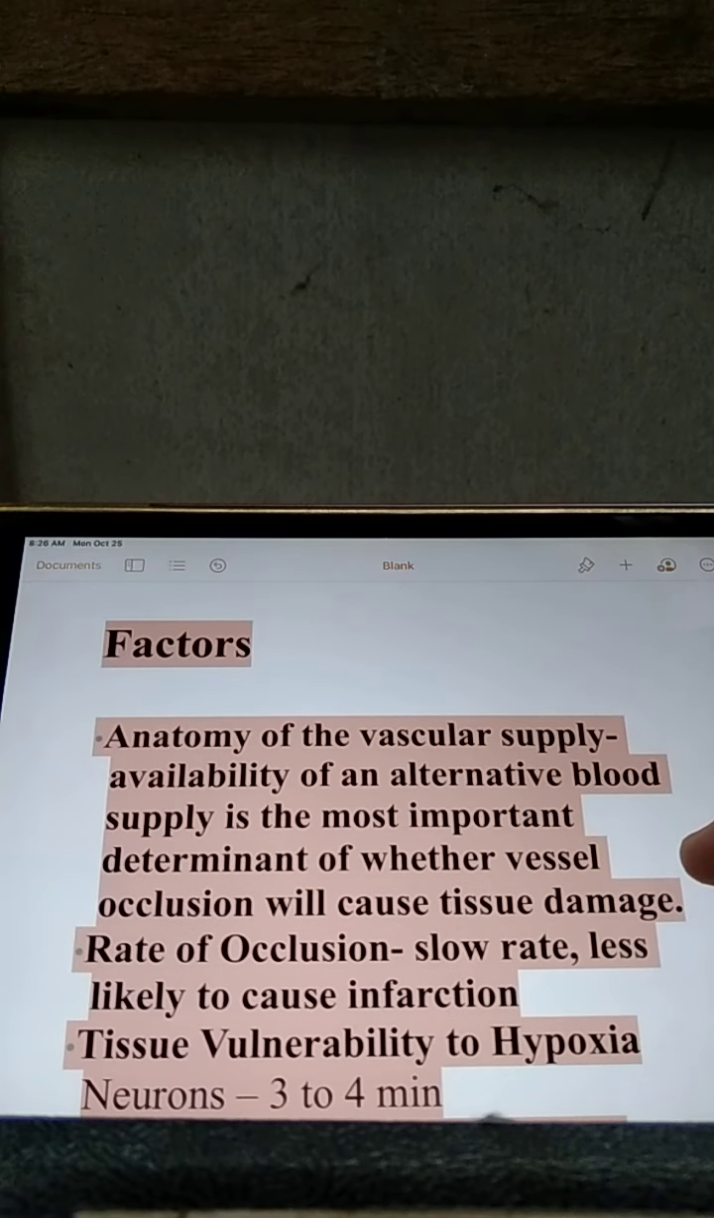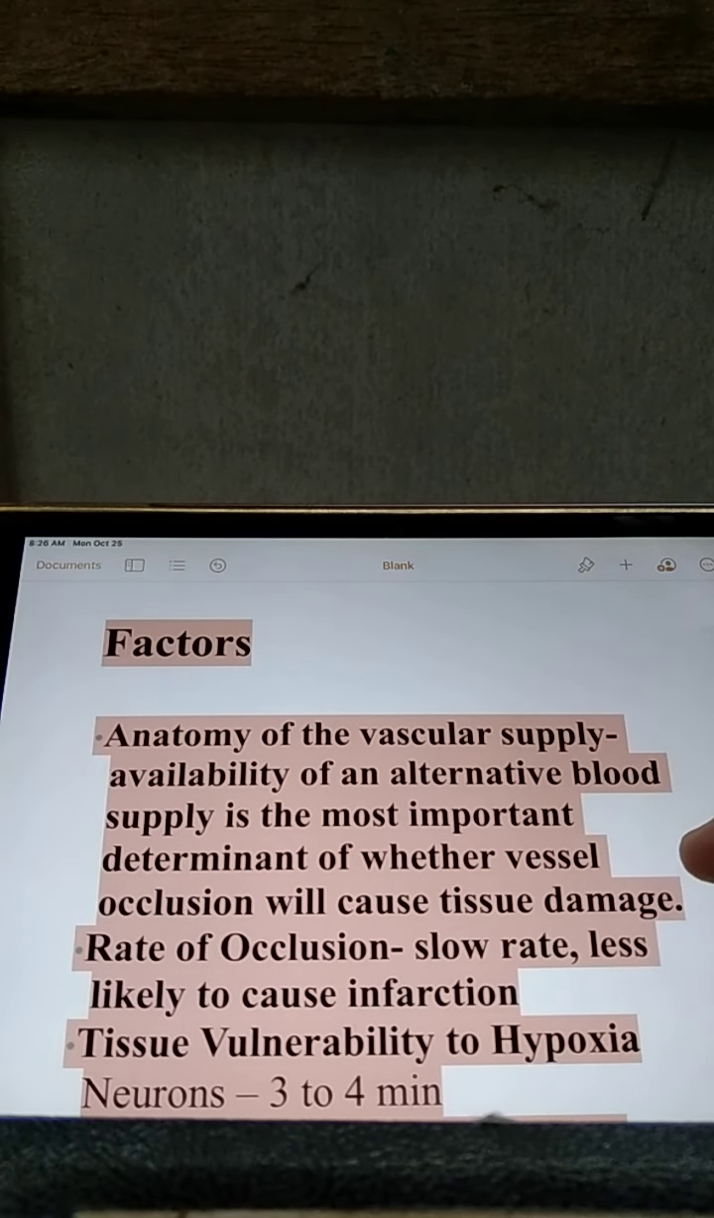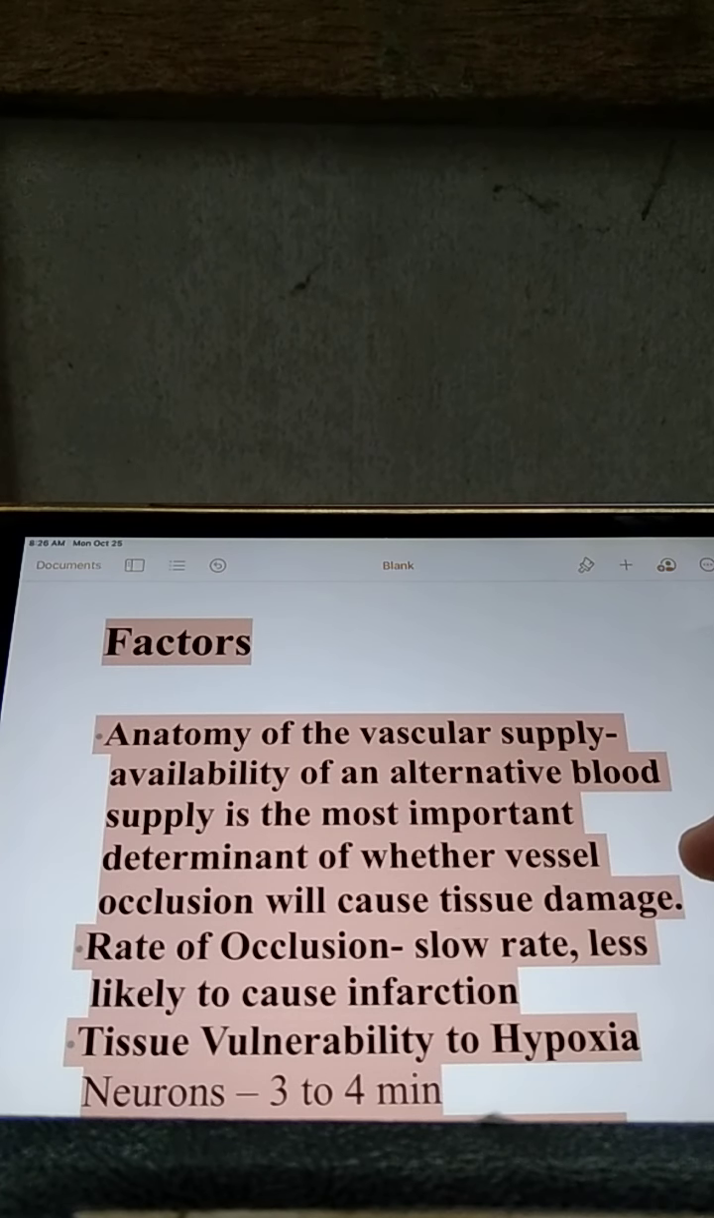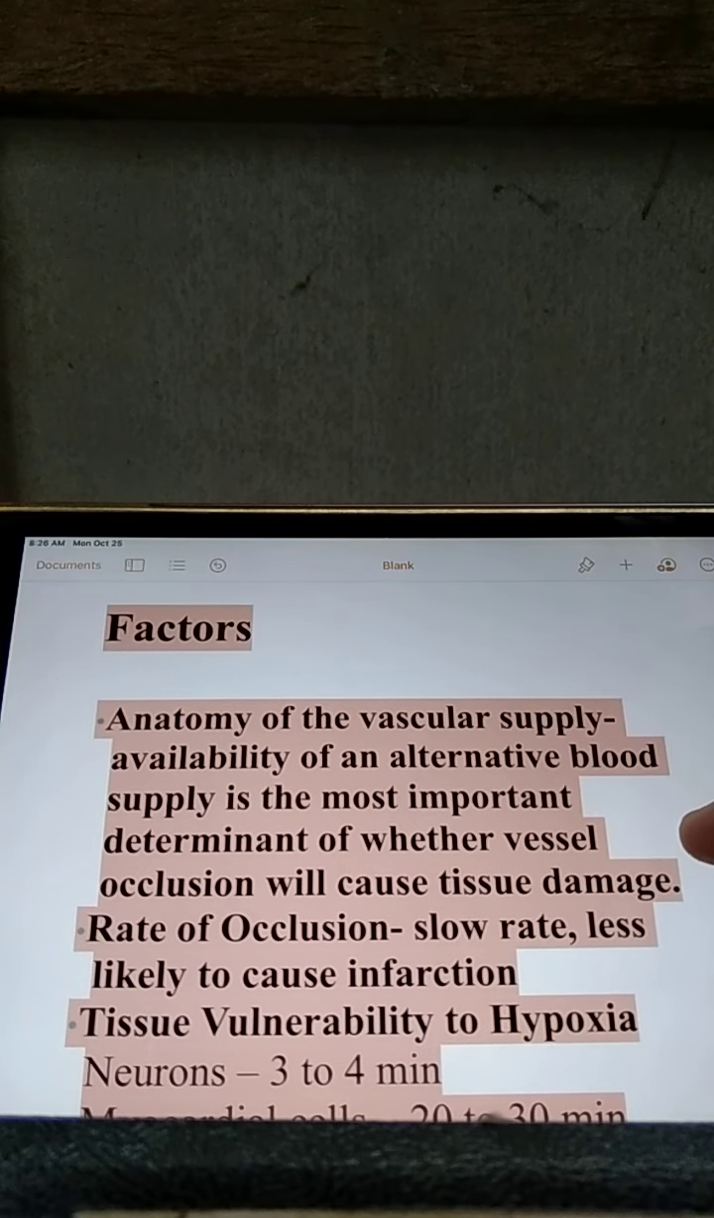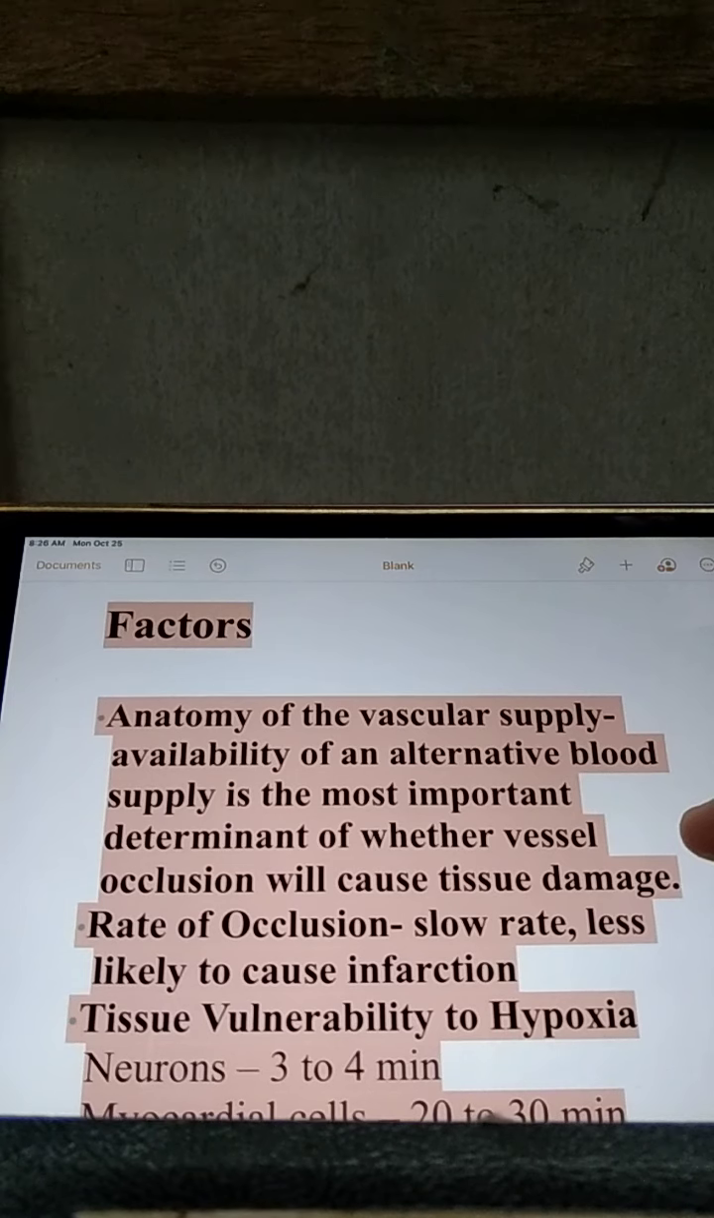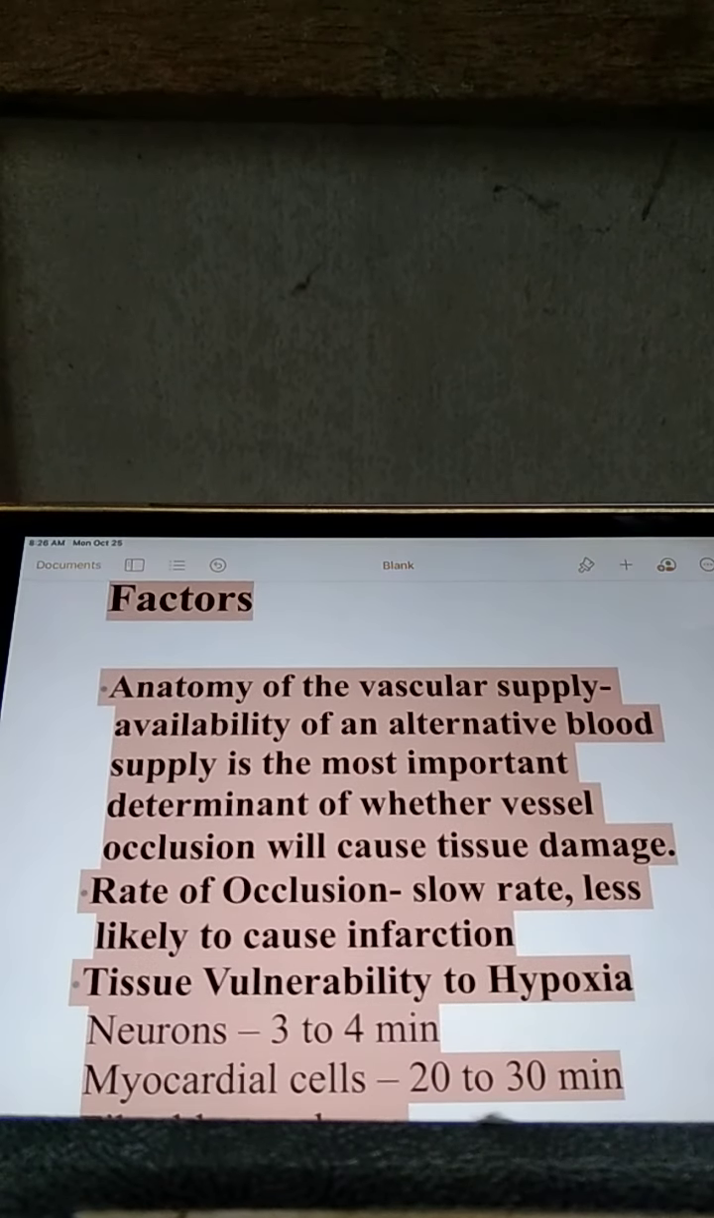Factors: anatomy of the vascular supply. Availability of an alternative blood supply is the most important determinant of whether vessel occlusion will cause tissue damage. The lungs have a dual pulmonary and bronchial artery blood supply that protects against thromboembolism-induced infarction.